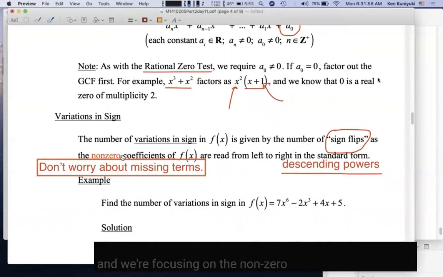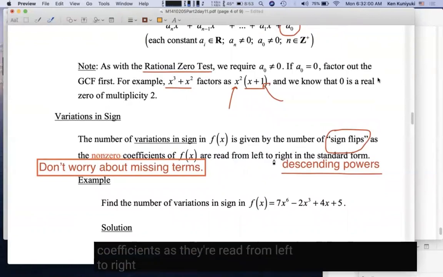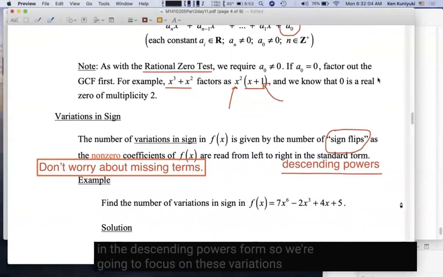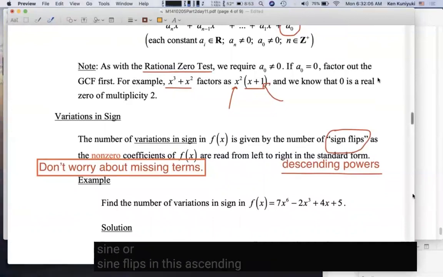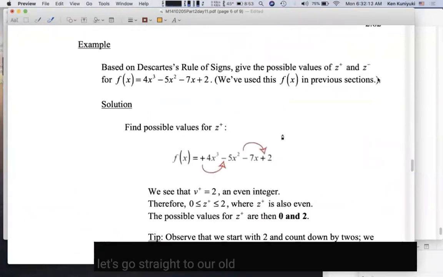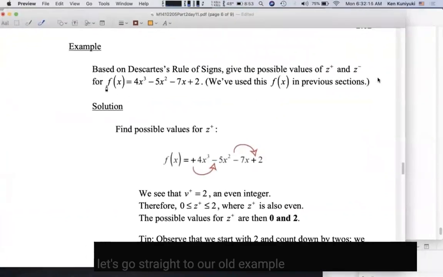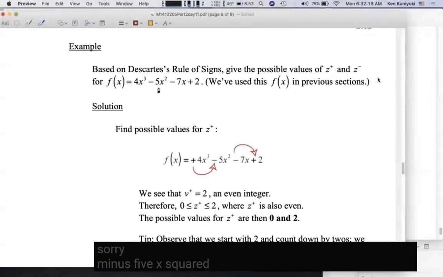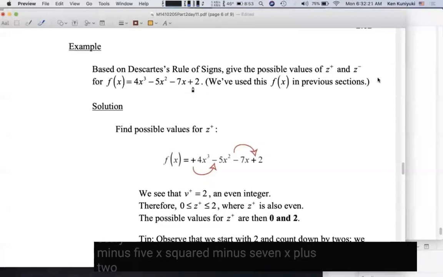And we're focusing on the non-zero coefficients as they're read from left to right in the descending powers form. So we're going to focus on these variations in sign, or sign flips, in the descending powers form. Let's go straight to our old example. f of x equals 4x cubed minus 5x squared minus 7x plus 2, our old friend.